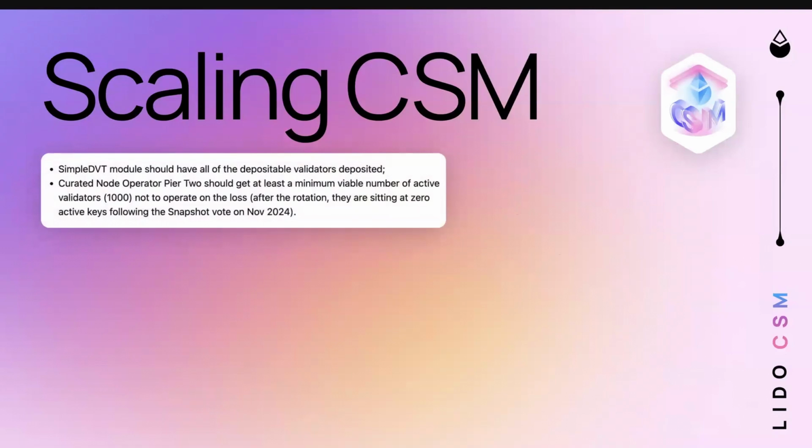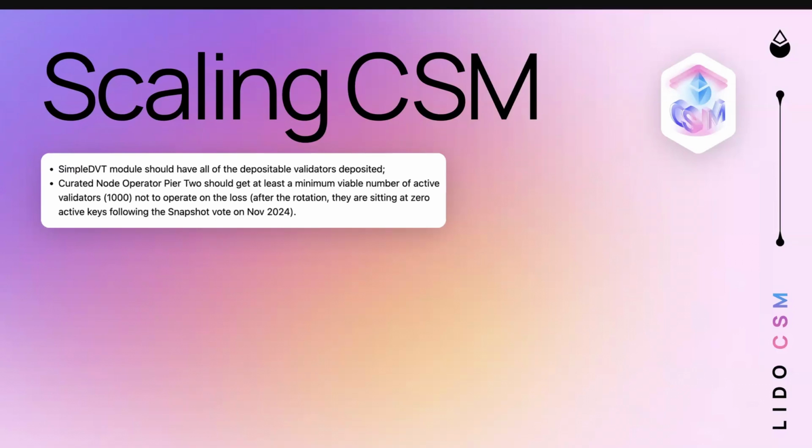As you all know, or probably never heard of it, let me remind you. In the original proposal about further scaling CSM, which is a very hot question, CSM has been sitting at 2% fully allocated for almost 3 months now. In this proposal, 2 conditions were mentioned to increase CSM share from 2% further on. The first one was simple DVT should have all the depositable validators deposited. And the second one was that curated node operator Pier Two should get at least a minimal viable amount of active validators for a professional node operator, which is 1,000.